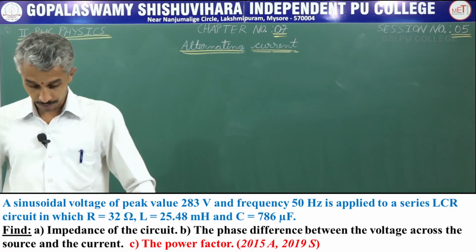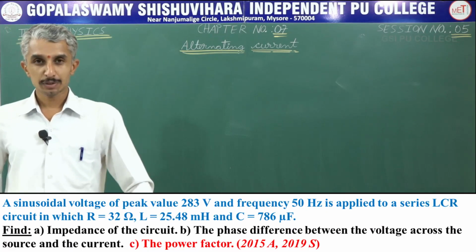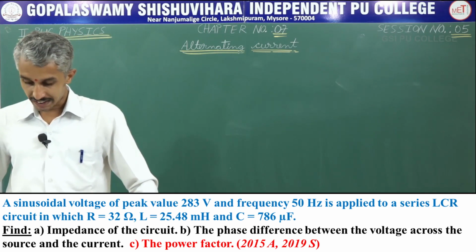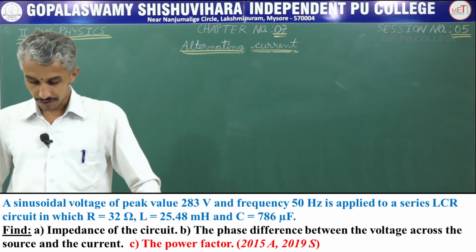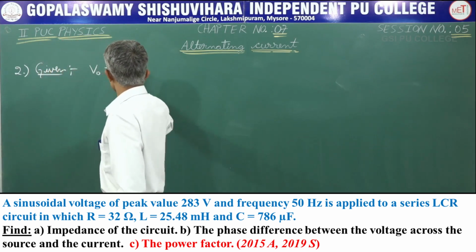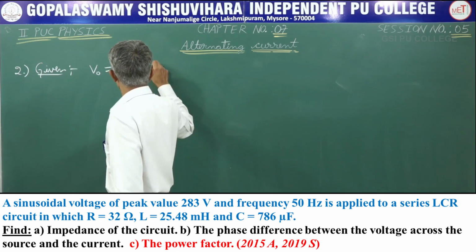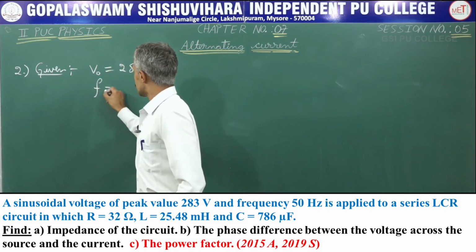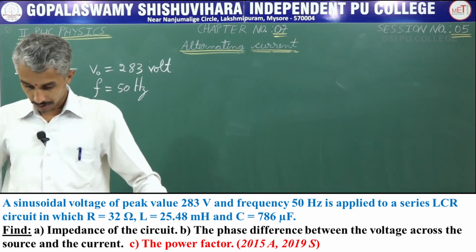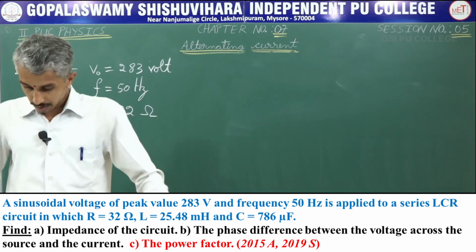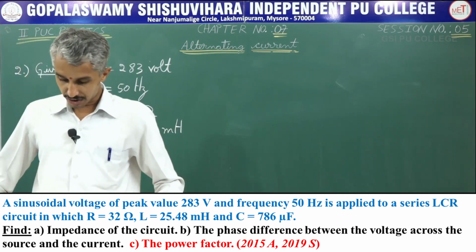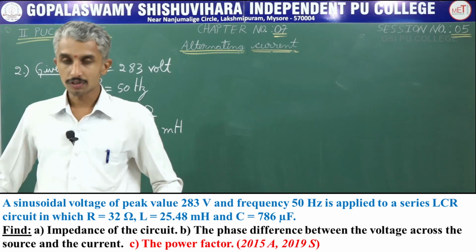Here is your next numerical which has been asked in the 2019 supplementary exam paper. The sinusoidal voltage of peak value 283 volt and frequency 50 hertz. So numerical 2, given the peak value V0 is 283 volt and frequency is 50 hertz, is applied to a series LCR circuit in which R is equal to 32 ohm, L is equal to 25.48 millihenry and C is equal to 786 microfarad.